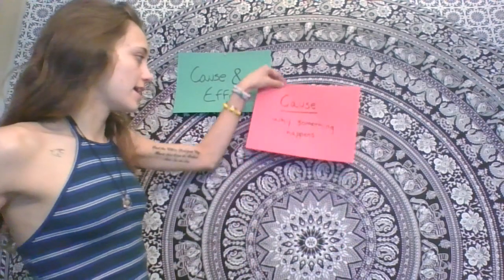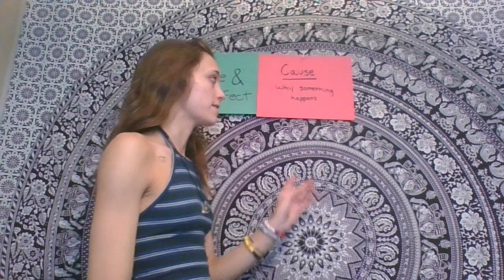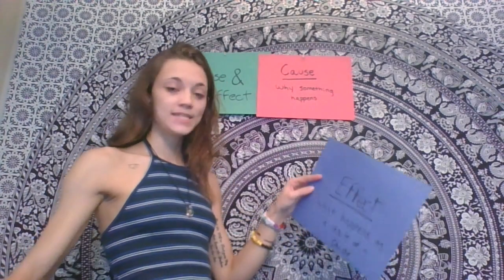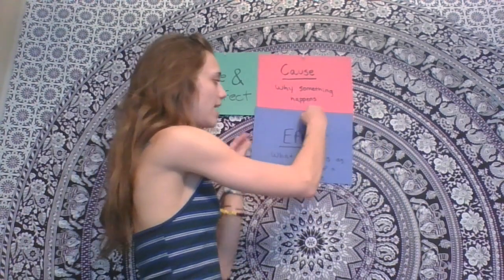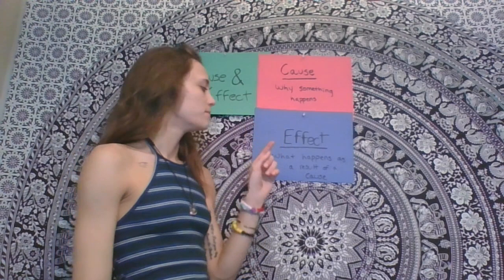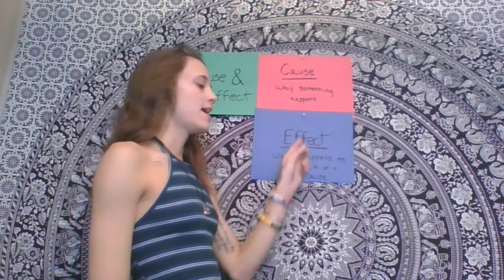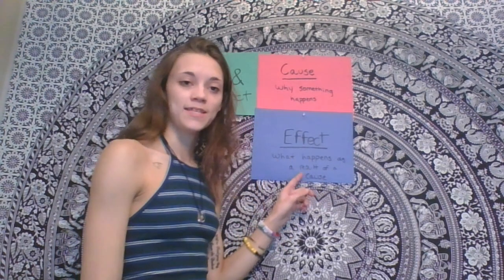A cause is why something happens. A cause may be it was cold outside, or an alarm doesn't go off in the morning. There's traffic. All of these are why something may happen. And what actually happens is an effect. Effects happen as a result of something else. So what or why something happens is a cause, and an effect is what happens as a result.